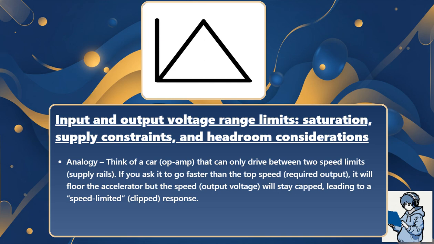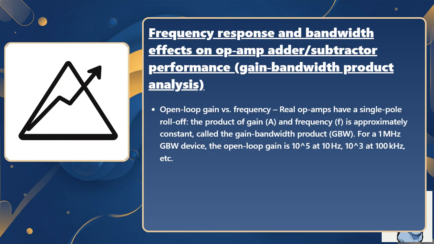Leading to a speed-limited clipped response. Open-loop gain versus frequency: real operational amplifiers have a single pole roll-off. The product of gain A and frequency F is approximately constant, called the gain bandwidth product, GBW. For a 1 MHz gain bandwidth product device, the open-loop gain is 10 to the 5th power at 10 Hz, 1000 at 100 kHz, and so on.